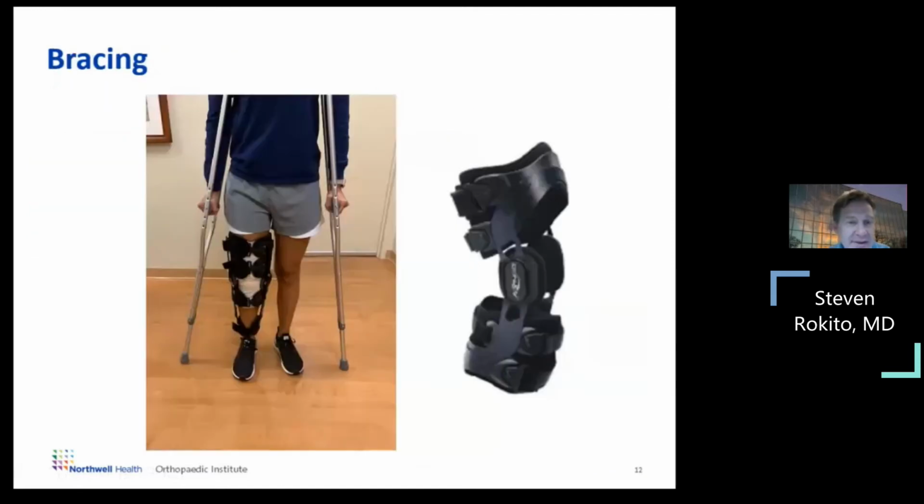Bracing. Bracing is used very frequently with our athletes when they get injured. Here's a post-op example of bracing, an athlete who had an ACL reconstruction, for which we're using a very typical post-op hinge knee brace to help support the joint, as well as to allow for some controlled range of motion.